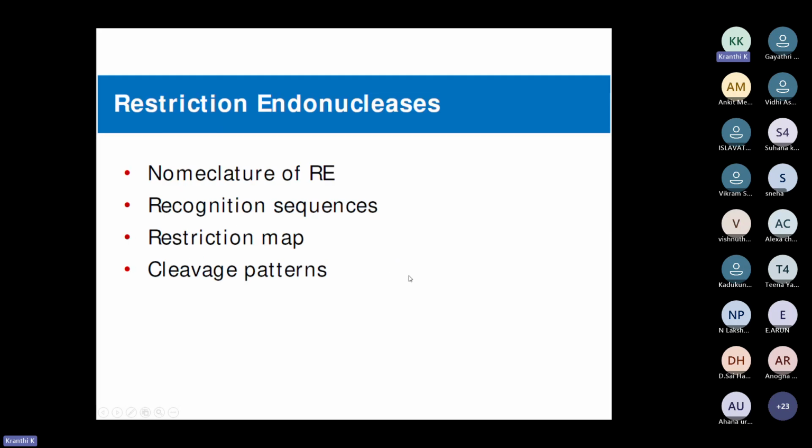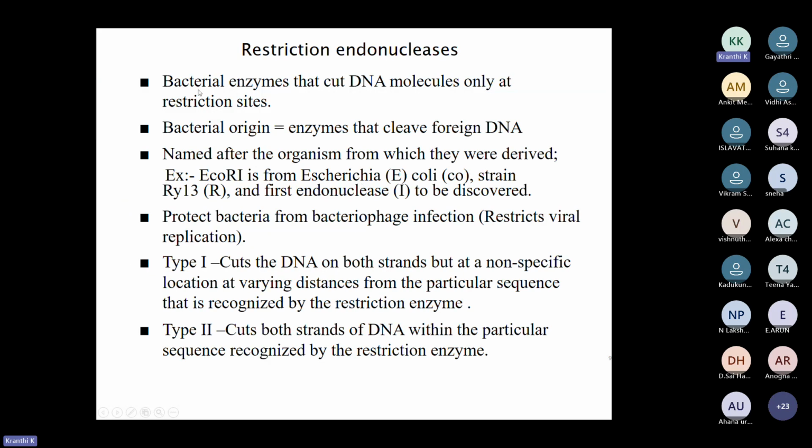Then coming to the restriction endonucleases, there is a separate nomenclature for them. Let us see. Bacterial enzymes that cut DNA molecules only at restriction sites. That is the reason we call them restriction endonucleases. Most of the restriction enzymes are of bacterial origin only. The restriction endonucleases available in the market are mostly of bacterial origin only. So they cleave the foreign DNA.